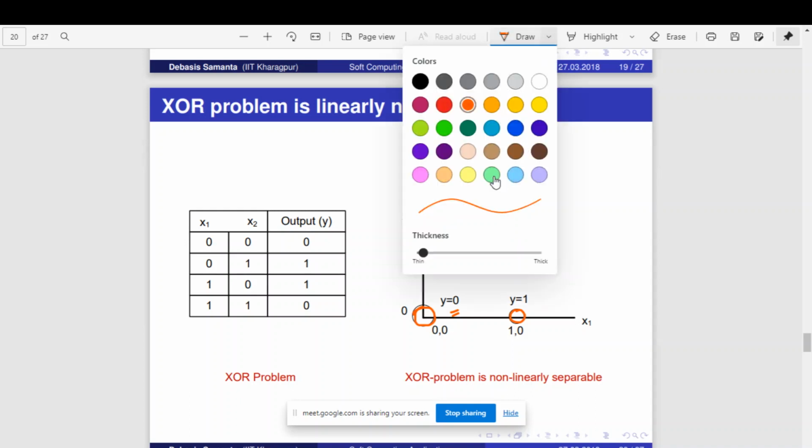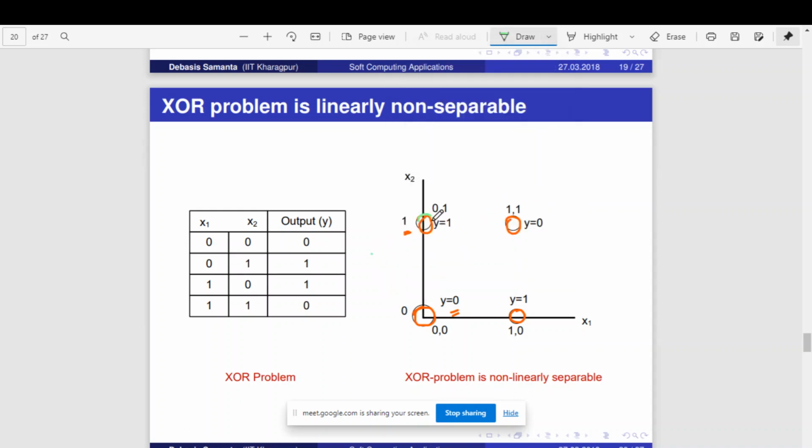Let me use a different color. Now if you see, these points are the green ones, the output with 1, and the orange ones, the output with 0. So these are the data points. Is there any way to linearly separate these data points? This is not linearly separable, right? I cannot use a straight line. You can try. There is no straight line which can separate the data points with output 1 and the data points with output 0. So such problems are not solvable by using a single layer feed forward neural network.